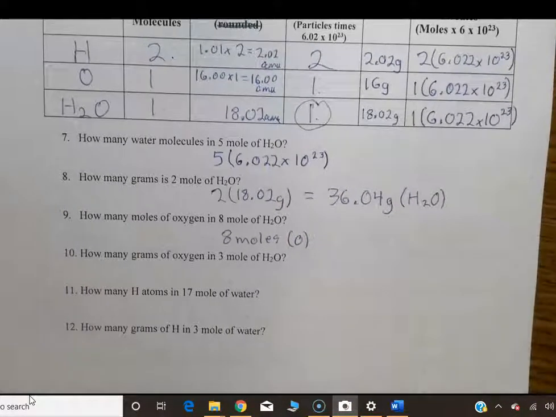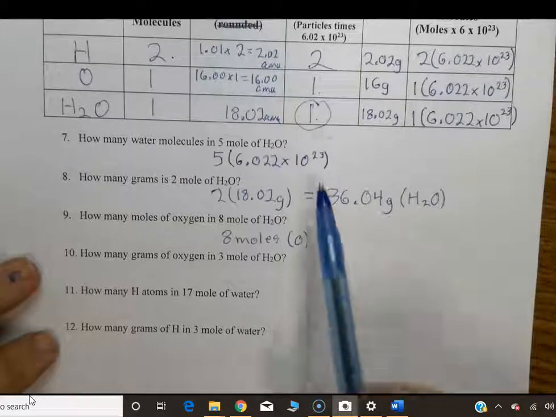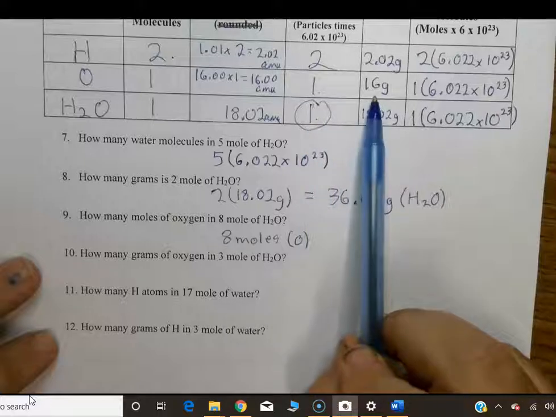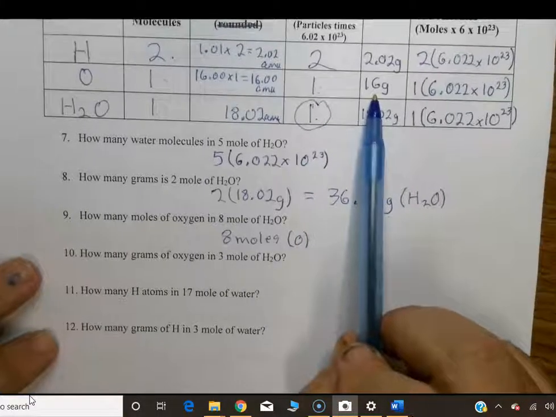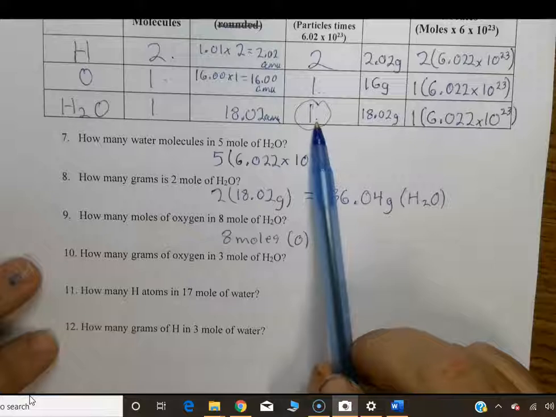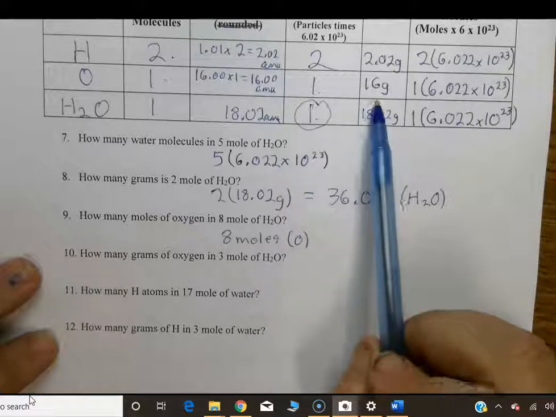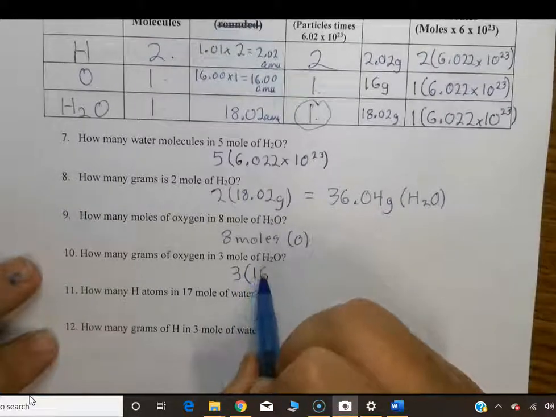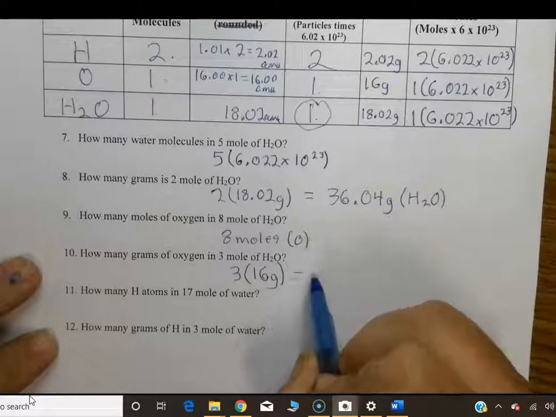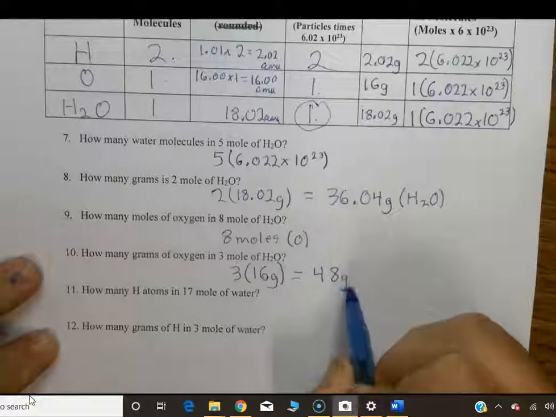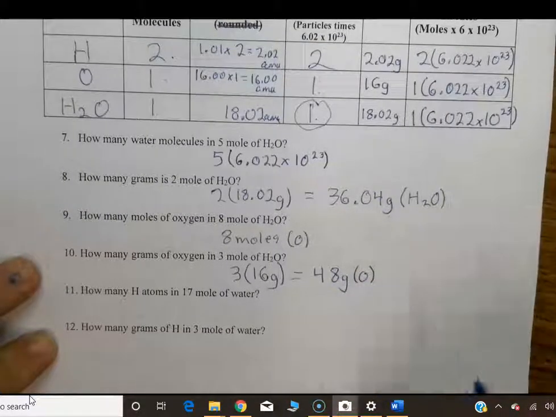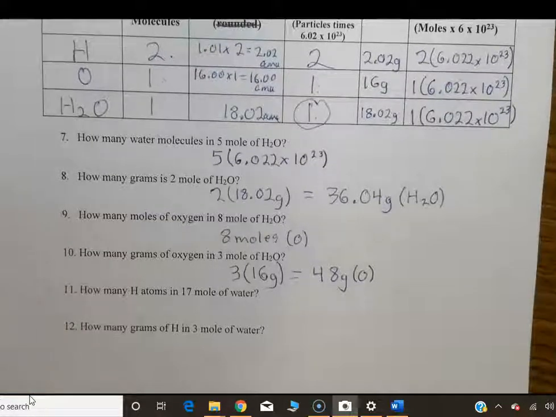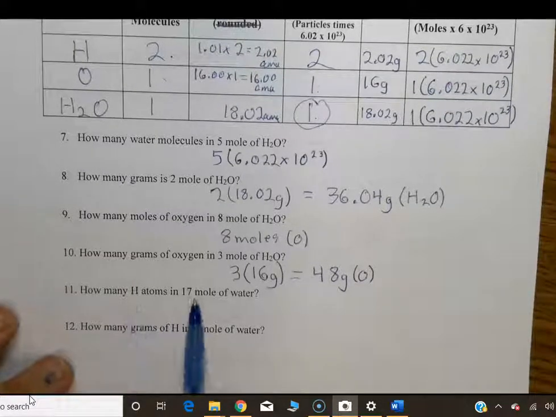Okay. How many grams of oxygen in 3 moles of H2O? So in 1 mole of H2O, if we look up here, I have 16 grams of oxygen. So if I want 3 moles of H2O, I need 3 times 16 grams of oxygen. So 3 times 16 grams, and that's going to give us 48 grams of oxygen needed to make 3 moles of H2O.